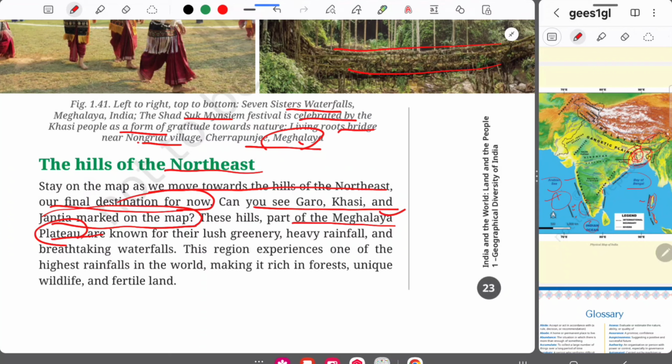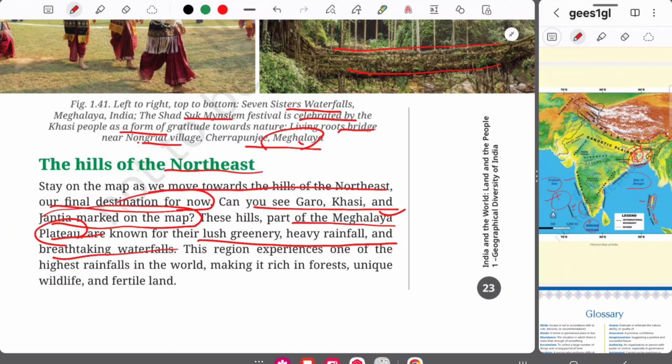So the hills of the Meghalaya plateau are known for their lush greenery, heavy rainfall and breathtaking waterfalls. It is very much green over there, and you will see the sky is very blue and clear. No pollution is there at all, and there used to be heavy rainfall. In a year, you will see around 6 to 7 or 8 months of rainfall.